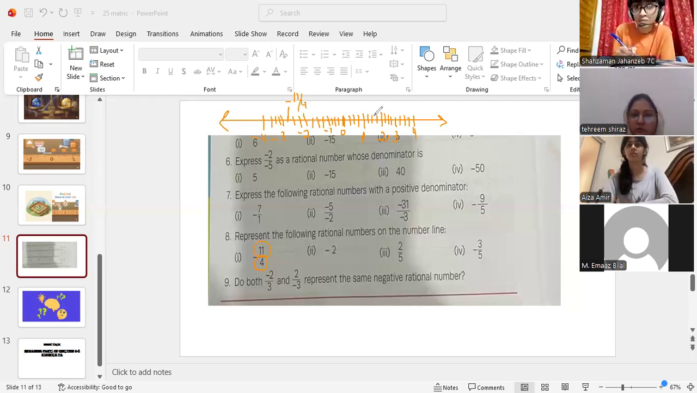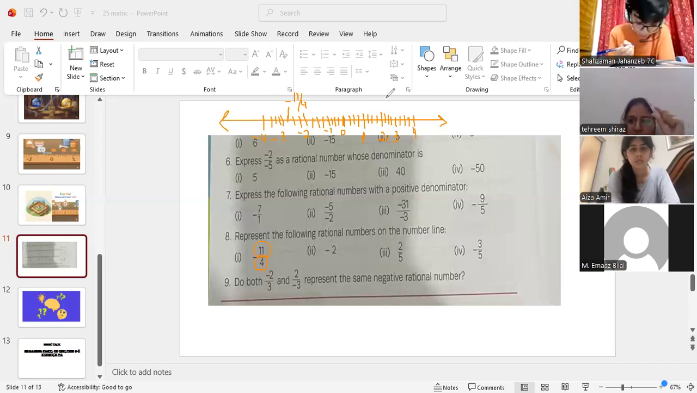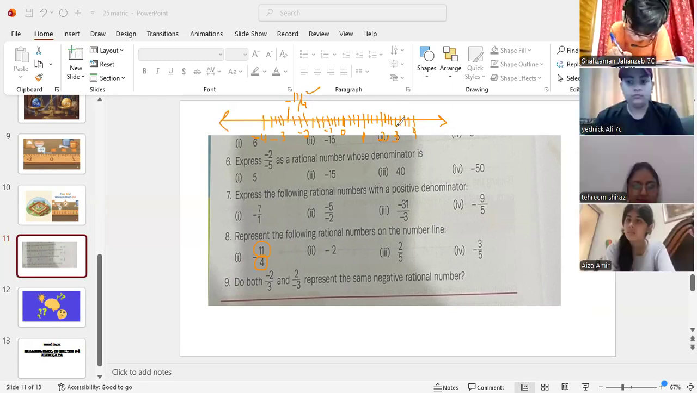This is -11/4. First of all, I'm telling you again, divide the number line into 4 equal parts. Now, whatever the number is on the numerator, just count those lines and mark 11/4. Is this clear to everyone? If it is not, then please raise your hands.